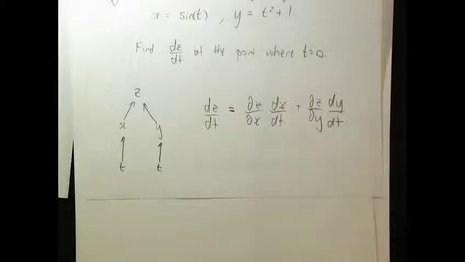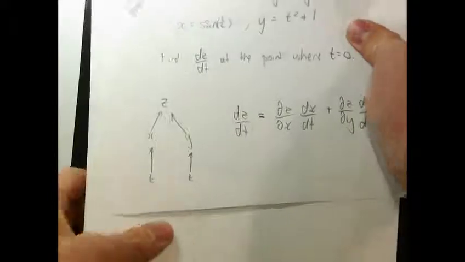Now, it is not necessary to sub in all my variables and get it all in terms of t. I could do that. I could sub in sine t instead of x and t squared plus 1 instead of y, and just differentiate it as I normally would, and that would work perfectly well. But I'm trying to use the chain rule to do this, so I'm illustrating it using the chain rule.